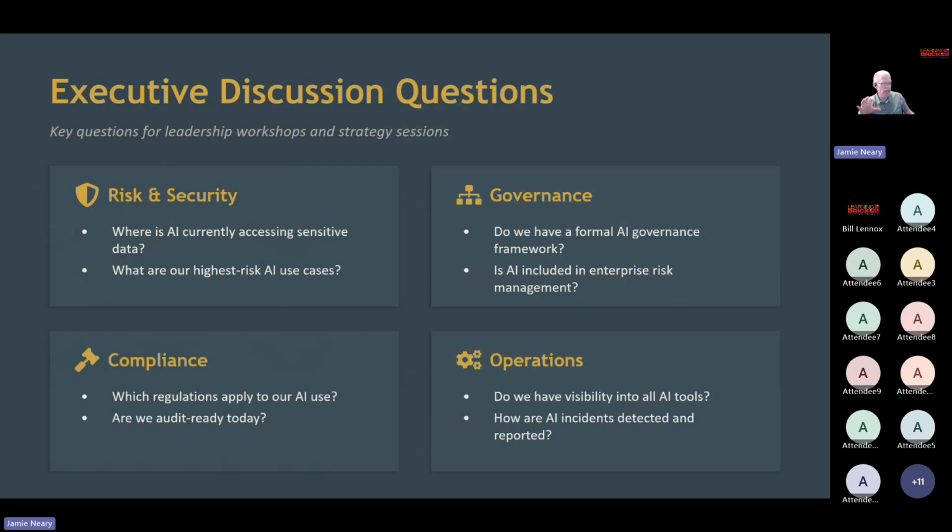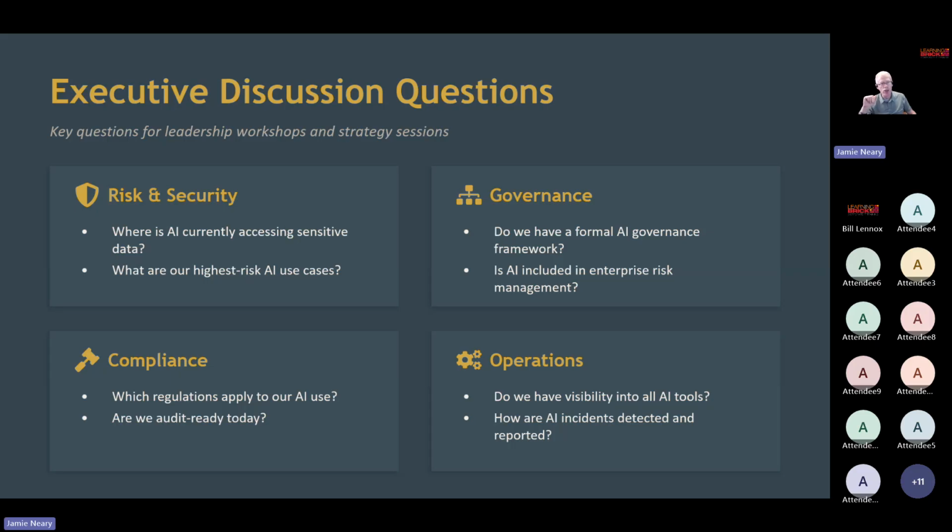So from our executive discussion questions, what are we looking at for your leadership workshops and your strategy sessions? From a risk and security standpoint, where is AI currently accessing sensitive data? Even more generic than that, start off there: what data does my AI have access to? And where is AI currently accessing any sensitive information? What are the highest risk AI use cases? Plan for the worst possible scenario.